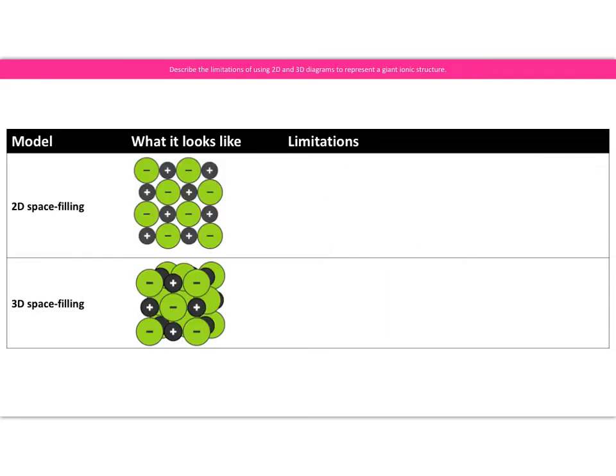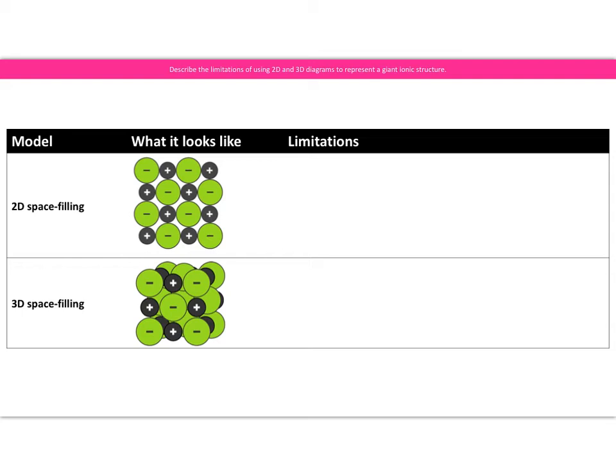So the 2D space filling representation is definitely useful. It shows very helpfully how each ion is surrounded by ions of its opposite charge. We can see the regular repeating pattern nice and clearly.